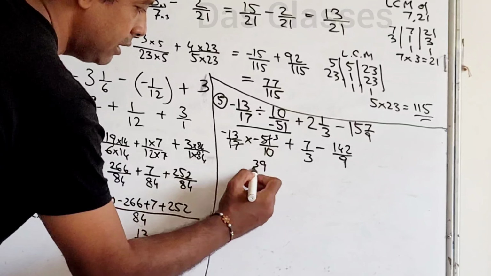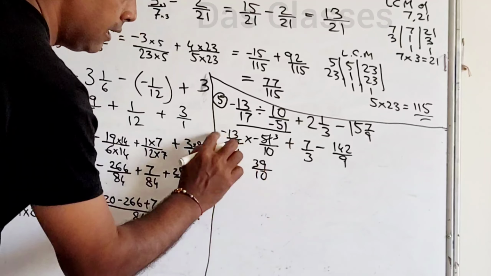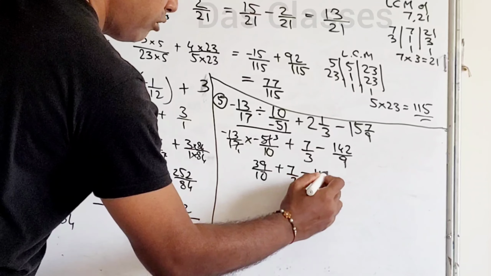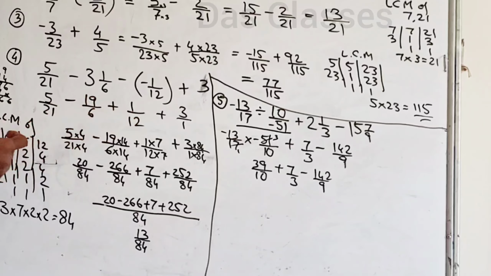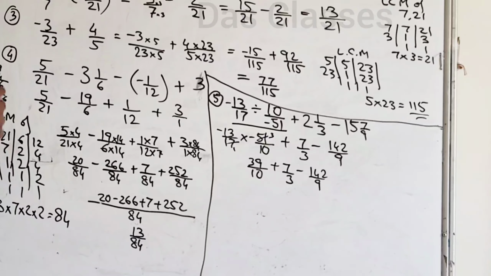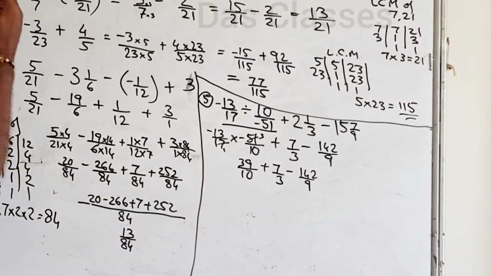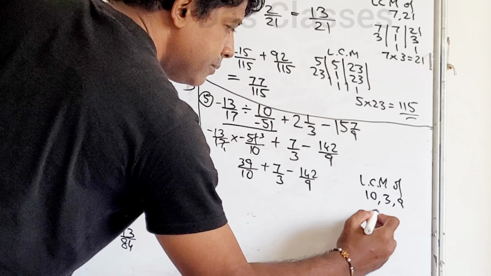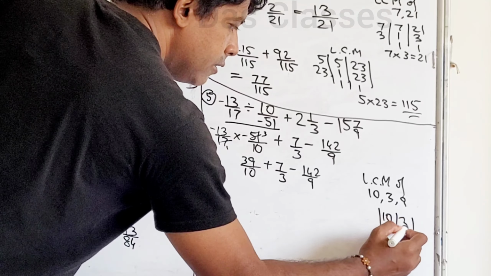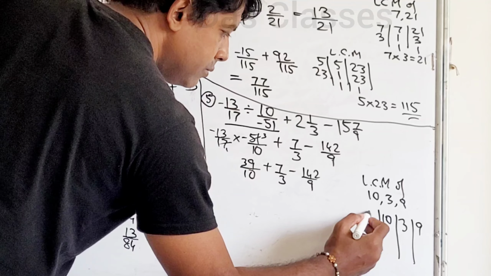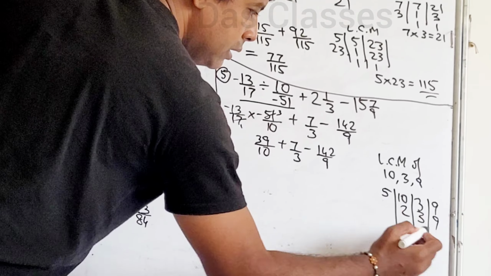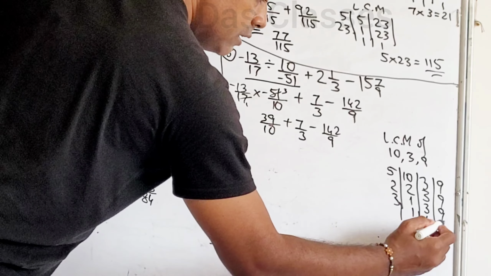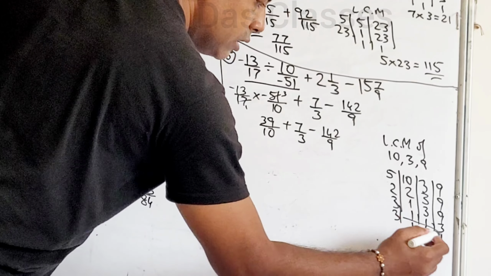13 3s are 39 and 10 1s are 10, and minus is going to be plus 7 upon 3 minus 142 upon 9. Again the same problem, that the denominators are not the same, so we need to make them the same. That is, we'll take the LCM of 10, 3 and 9. 5 2s are, it's not divisible, 2 1s are, 3 1s are, 3 3s are, and 3 1 1, 3 1s are. So all have become 1.